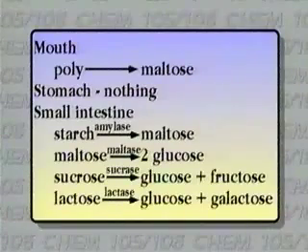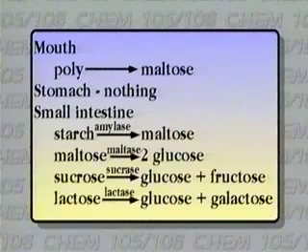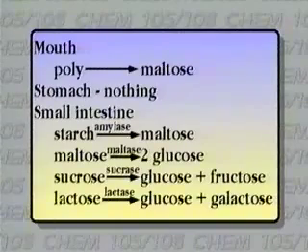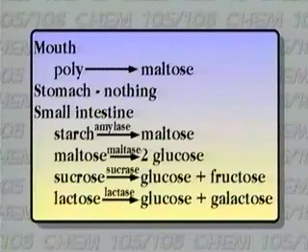In the mouth, we have an enzyme which will begin the conversion of the polysaccharides now to maltose. In other words, we're going to take the big molecule and clip it into a disaccharide. Maltose is a disaccharide.